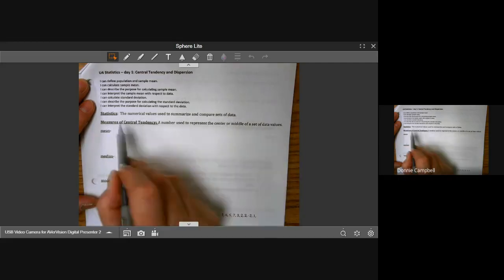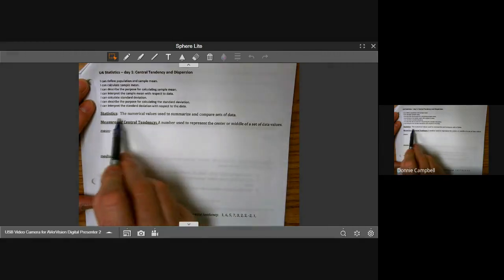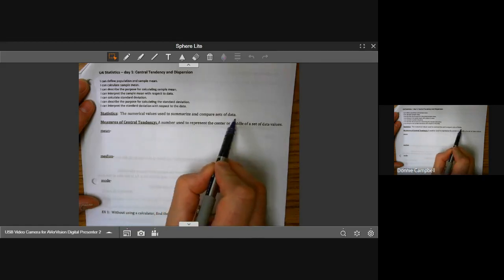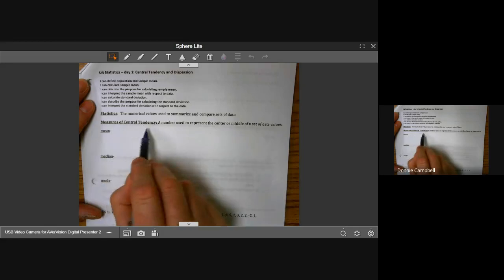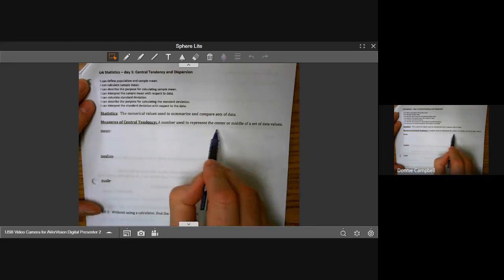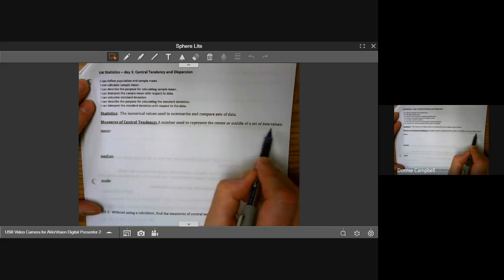The first one, statistics: numerical values used to summarize and compare sets of data. So we're going to be dealing with statistics. There are three measures of central tendency, and a central tendency is a number used to represent the center or middle of a set of data values.